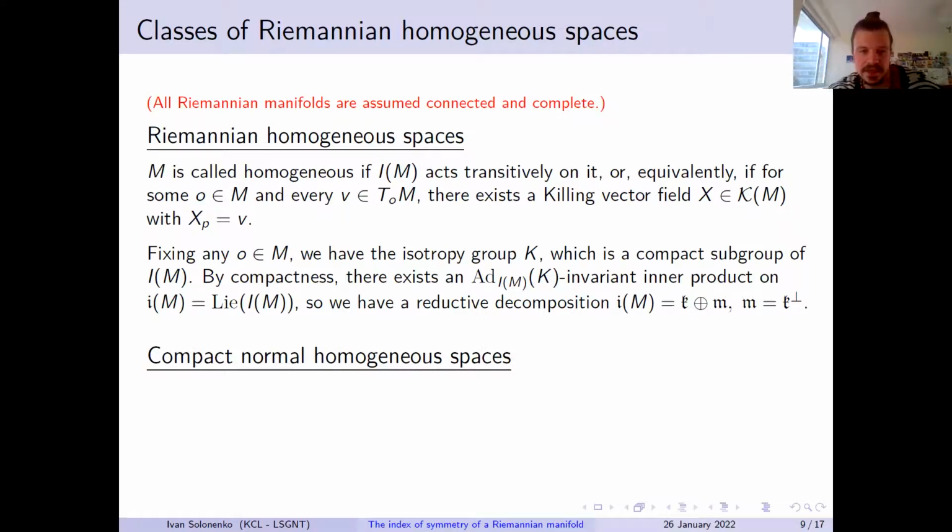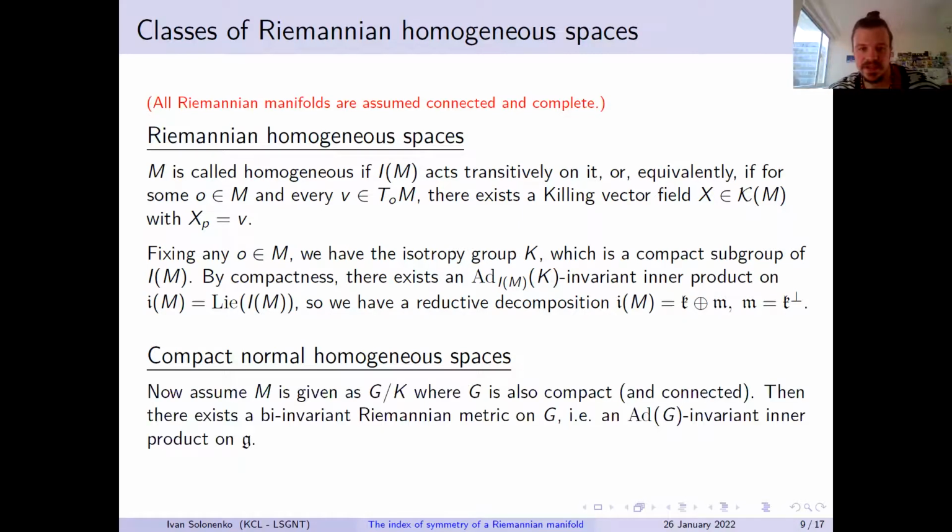A nicer thing is the compact normal homogeneous spaces. Now, one remark is that you can define non-compact normal homogeneous spaces, but everyone pretty much only confines themselves to looking at compact normal homogeneous spaces, which is what we'll do. Now, assume that the same construction is valid, but now your M is a quotient G mod K.